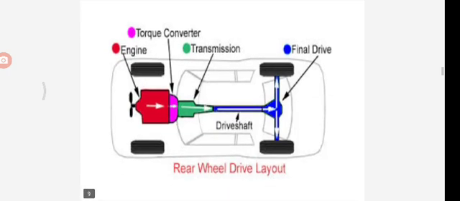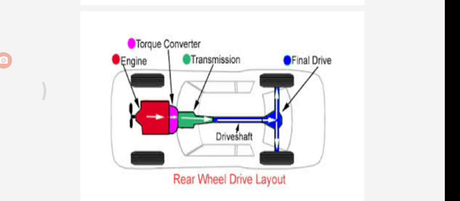Next, this is the rear wheel drive. Here, more components are present. From the engine, the drive passes to the rear wheels, so it is known as the rear wheel drive. We see engine, torque converter, transmission, next drive shaft, final drive. In this diagram only the rear wheels will rotate. When the engine rotates, the drive passes from the engine through the transmission system, that is the propeller shaft, to the rear axle. So this is the rear wheel drive layout.